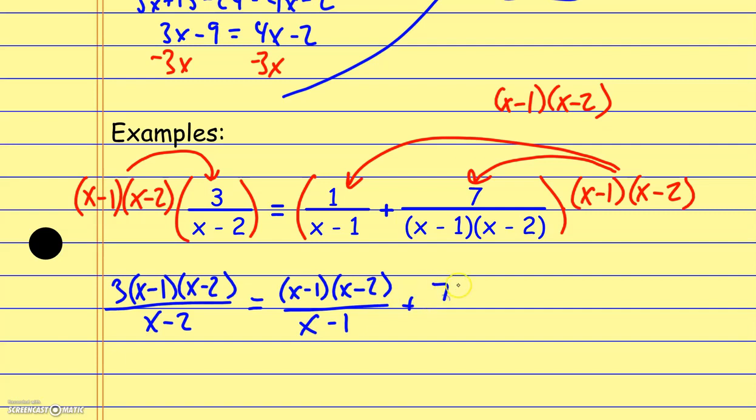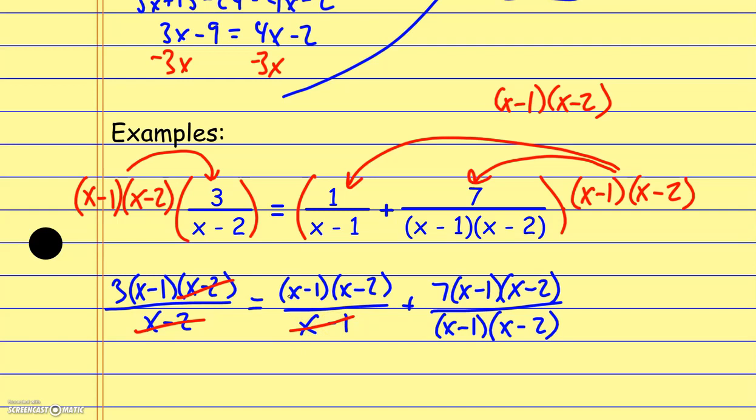Plus, here I'm going to have a 7 times the x minus 1 times the x minus 2. And notice, I don't actually multiply any of this out. I leave it in factored form because the idea is that when we multiply through by the common denominator, we eliminate fractions, which means every single one of these is going to reduce. Look at the first one. The x minus 2's cancel.